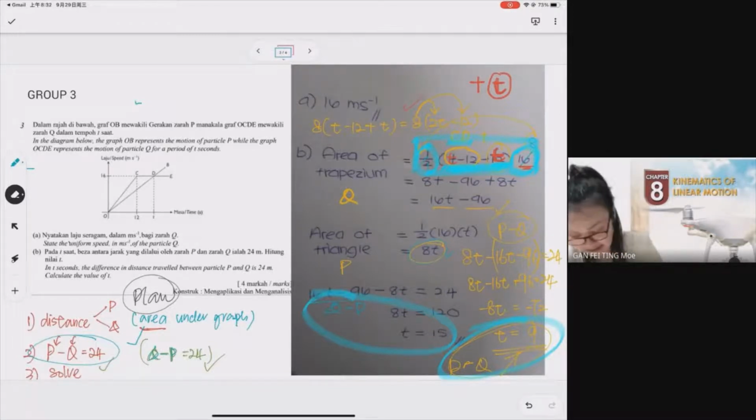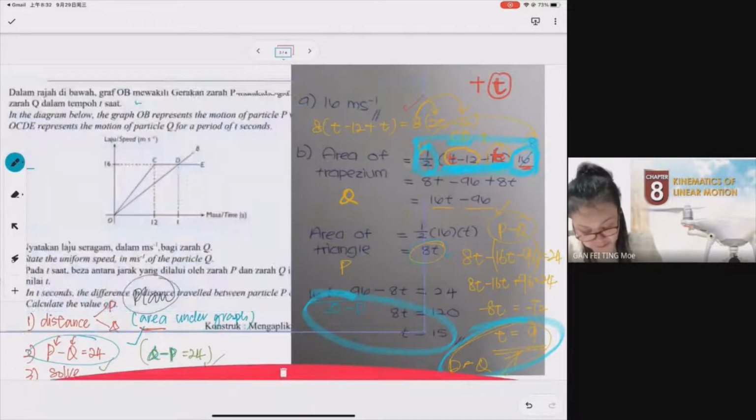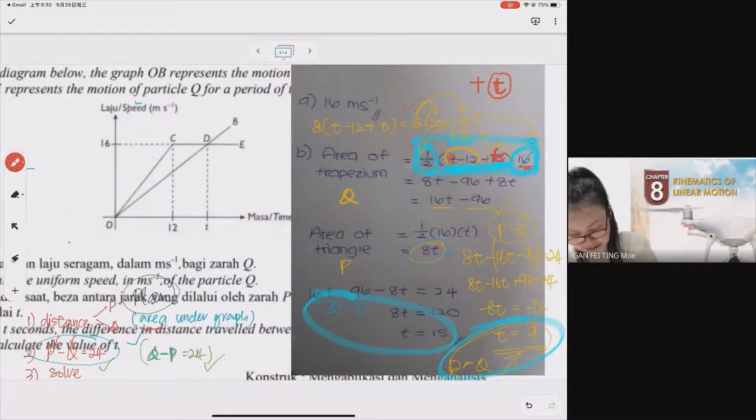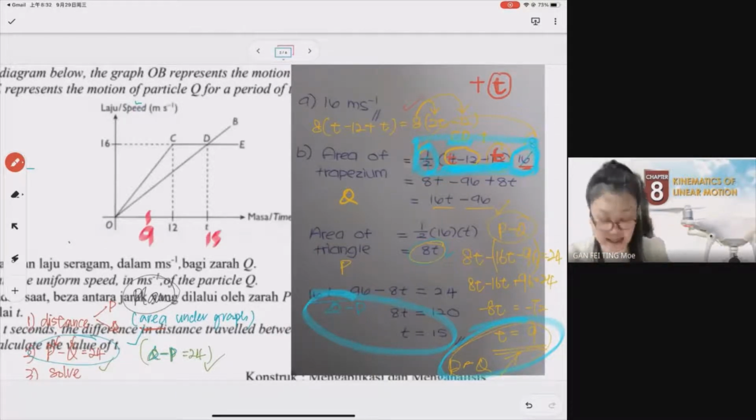If your t is 9 in your graph, where will it be? Your 9 will be here, and this is 15. So which one will be your answer? Definitely you are going to take this, t equals 15. Is that clear?